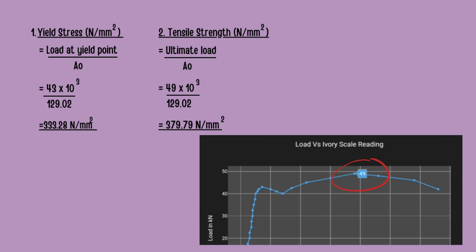Next, to calculate tensile strength, the formula for tensile strength is ultimate load over A naught. Ultimate load, as you can see, is 49. Ultimate load is the highest load that we got from the experiment. So, for this experiment, we got 49. So, 49 times 10 cube over 129.02 and we'll get 379.79 Newton per millimeter square.